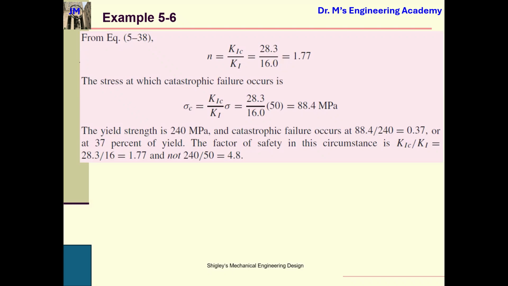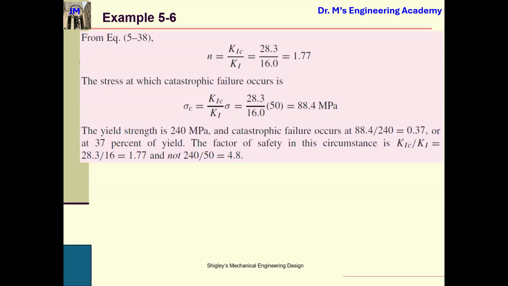So see here, this is K_I equals K_IC. If this equation holds, that means the catastrophic phenomenon occurs. This is critical, and we do not want this equation to hold. K_I is the stress intensity factor, and K_IC is a material parameter. It does not change after you select the material. After you have this stress intensity factor.